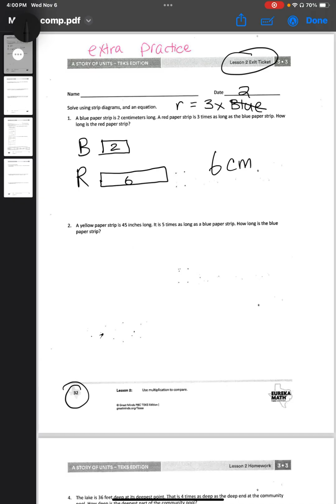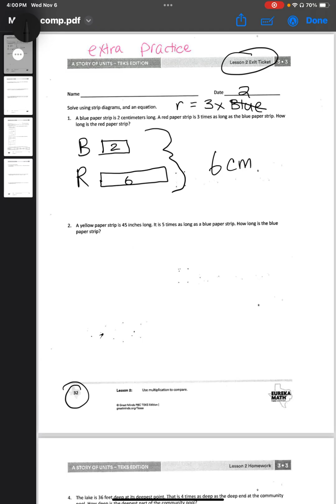Now we can look at this and we could ask a lot of questions. We could ask things like, how much longer is the red than the blue? We would say that the red is 4 centimeters longer. How much shorter is the blue than the red? The blue is 4 centimeters shorter. Another question that gets asked often is, how long are both strips in total? Well, you would have to combine those. That would be 8 centimeters.